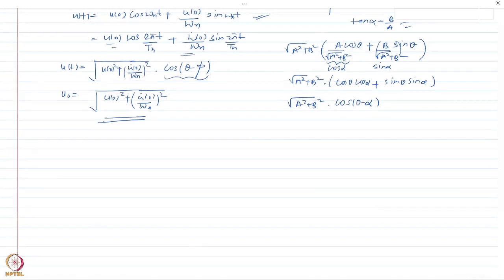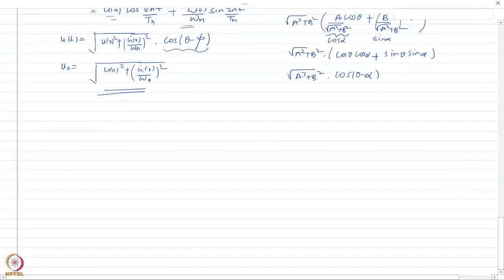All right, once that is clear, let us see how we find out the important dynamic properties of the system. Till now we were deriving our equation of motion as m u double dot plus c u dot plus k u equal to p of t.